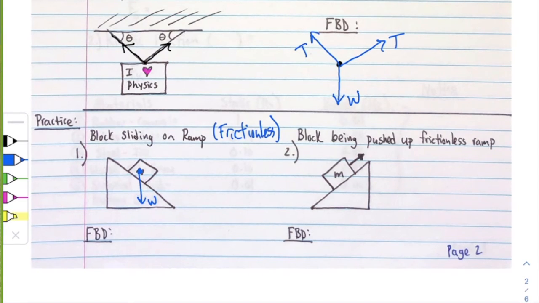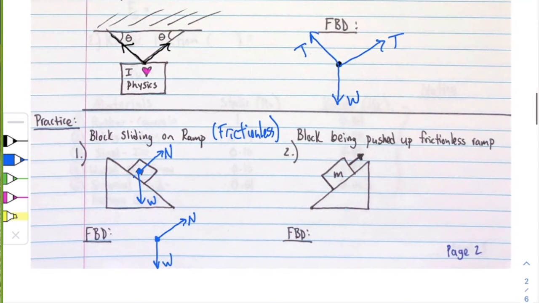Now the tricky part about this one is this is a ramp. So it's at an angle. And normal force is always perpendicular to the surface. So our normal force in this case is kind of crazy, but it's actually making a 90-degree angle with that ramp. So in this case, our FBD looks a little different than we've drawn before. You got W going down, and the normal force is going to be going up and to the right like that.